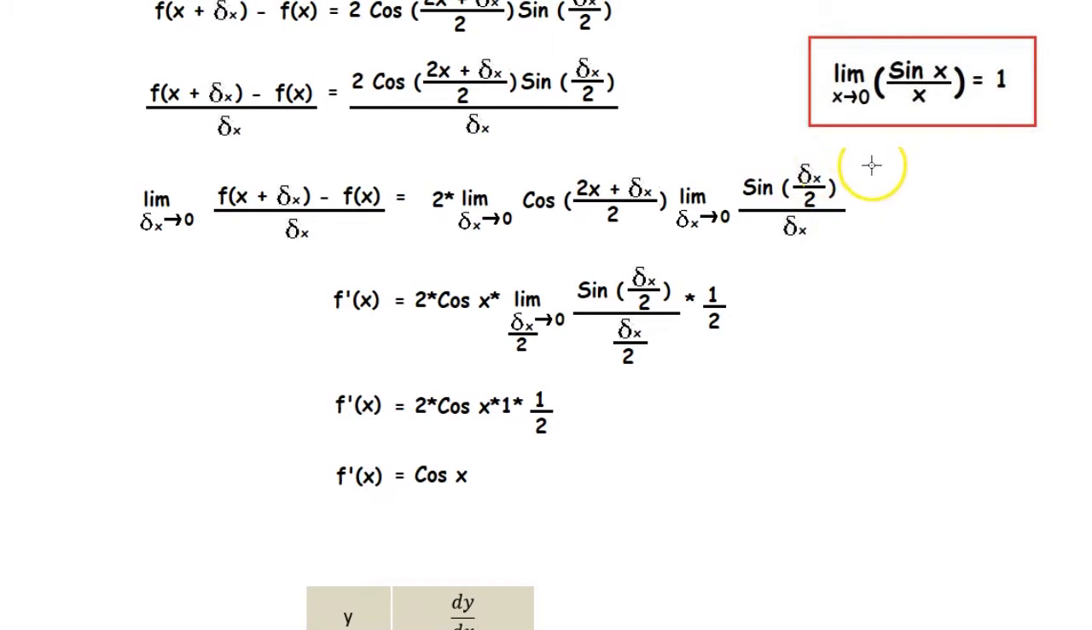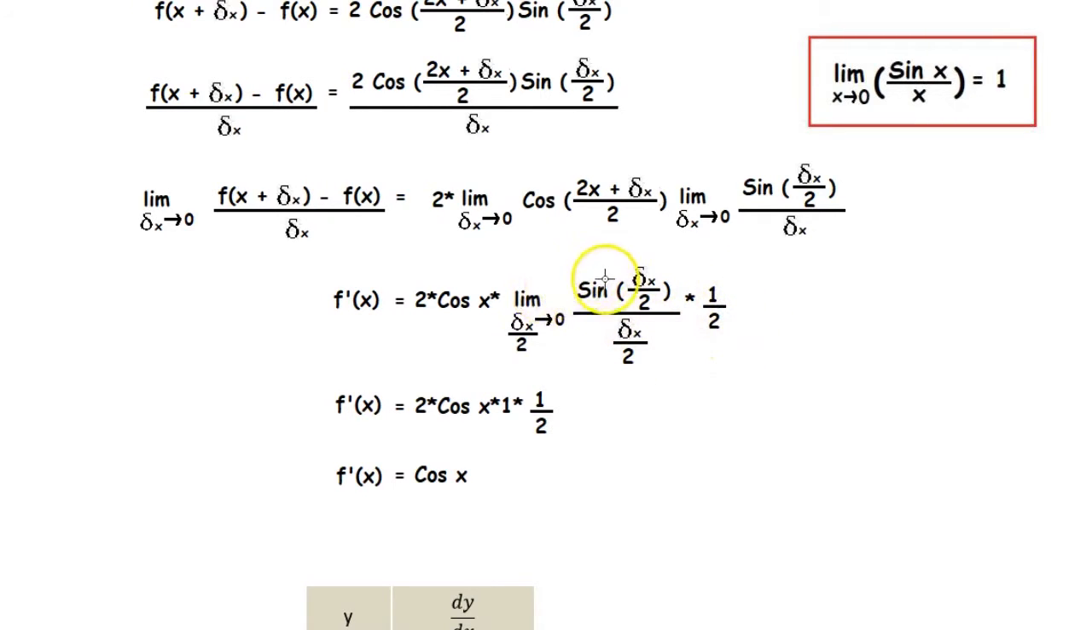Now for this part, if you remember in limits, we learned this formula: limit of sin x over x as x tends to 0 is equal to 1. We can use this formula here, but we have to make a few modifications. What we have for now is limit of sin of delta x over 2 divided by delta x. So basically the part inside the sine should also be the denominator. So we divide this denominator by 2. We can't just divide by 2. What we can do is divide the denominator by 2 and also multiply the numerator by 2 so that it is balanced.